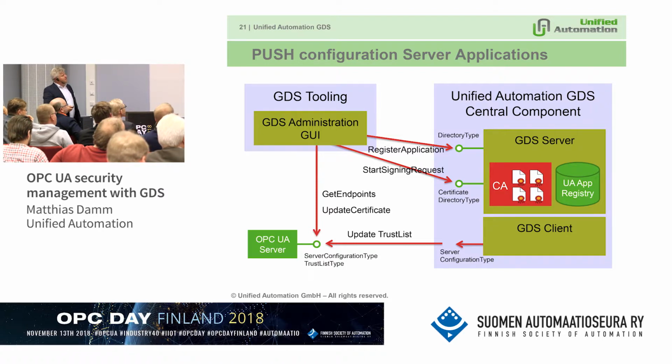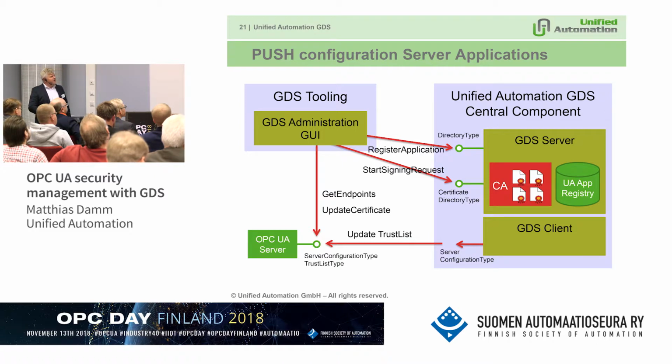After that, this GDS client inside the GDS is set into push mode for that server, and then it automatically updates the security configuration of the server whenever necessary. That's typically when the GDS creates a new revocation list or it needs to renew certificates. This is pushed automatically. So after installing the server the first time, everything is done automatically by the GDS from a central place.